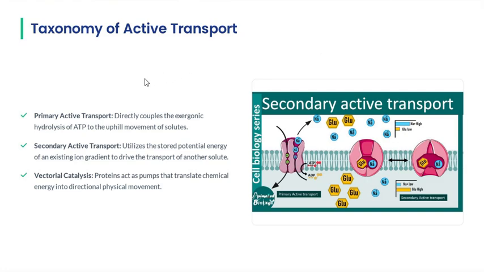And then we have the taxonomy of active transport. And there's different types of active transport. And the primary active transport couples the exergonic hydrolysis of ATP to the uphill movement of solutes. And then we have a representation of secondary active transport, where it utilizes the stored potential energy of existing ion gradients to drive the transport of another solute. And this happens during the ETC, or the electron transport chain, during cellular respiration.